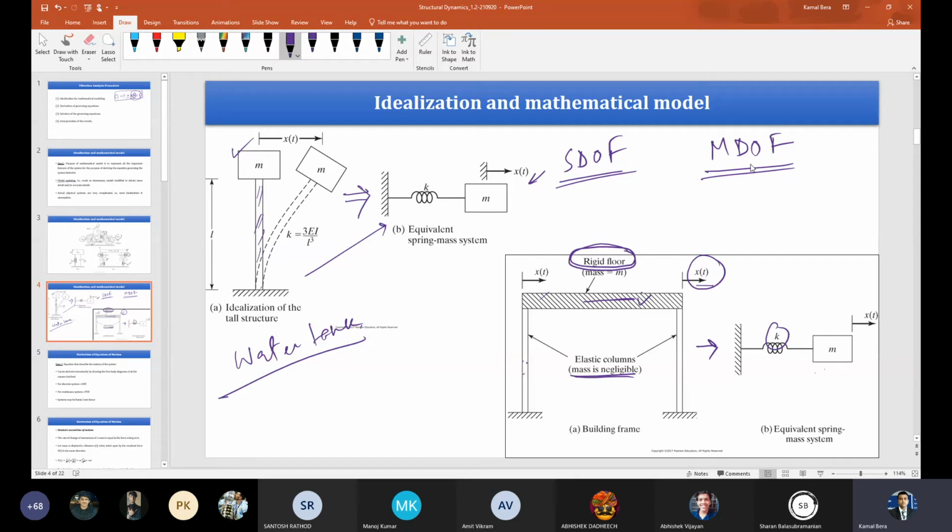What is k here? If I represent this system as an equivalent single degree of freedom system, what does k represent here? So 3EI by L cubed. Basically the column stiffness, right? Yes, sir. This is the column stiffness I am talking about. So you see, we are not talking about the column mass, and the mass is only the floor mass.